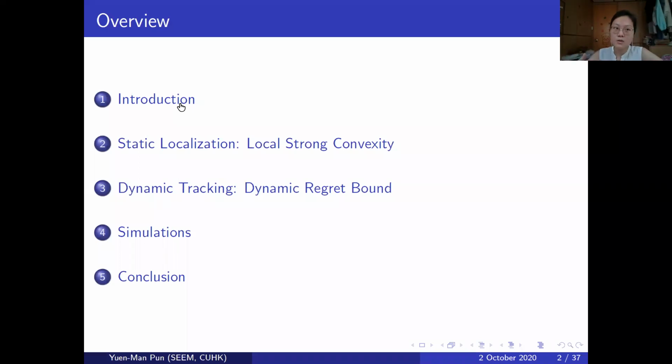We'll talk about the background of the TOA tracking problem and why we'd like to use the online approach. And then to develop the dynamic regret bound, we will talk about the local strong convexity of the static localization problem. Then we'll talk about the dynamic regret bound and provide some simulation results to support our findings. And at the end, we'll give a conclusion.